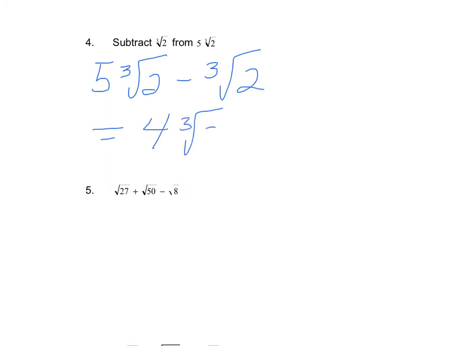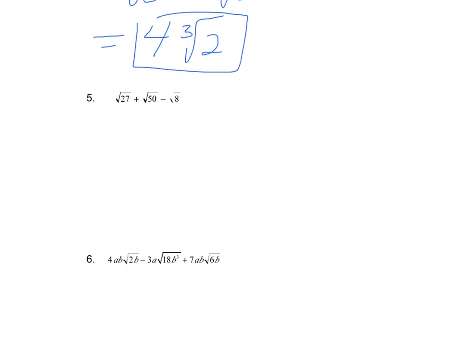So we're going to write it as 5 cube root of 2 minus cube root of 2. All right, 5 cube root of 2, take away a cube root of 2 gives me, well, 5 minus 1 is 4 cube roots of 2. And I'm done. That's how easy that one was. Okay, let's go on to number 5.